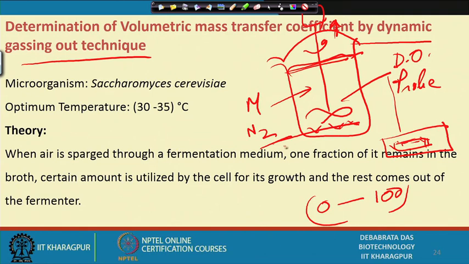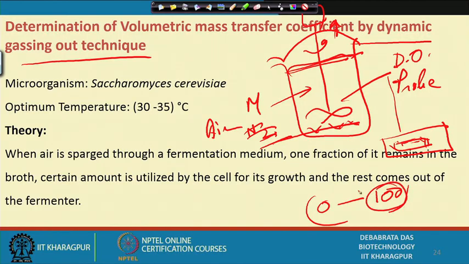Now, then again you sparge. This is replaced by air. You sparge air, and you will find the dissolved oxygen concentration will increase. A time will come when it will be fixed, and that you adjust to 100. So, when it is 100, that corresponds to the saturated dissolved oxygen concentration.